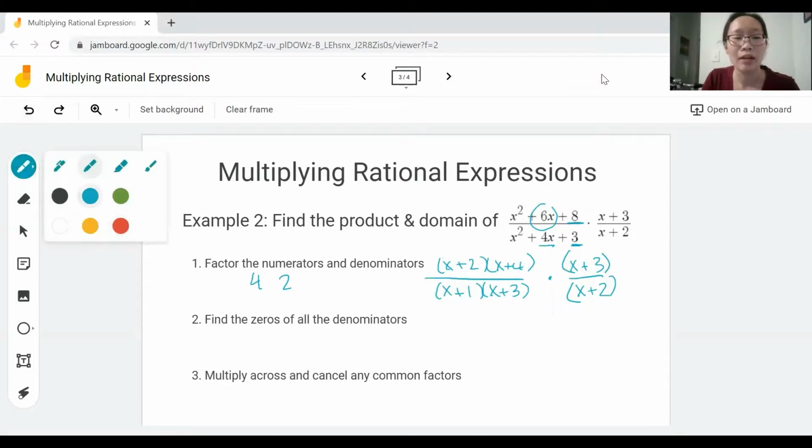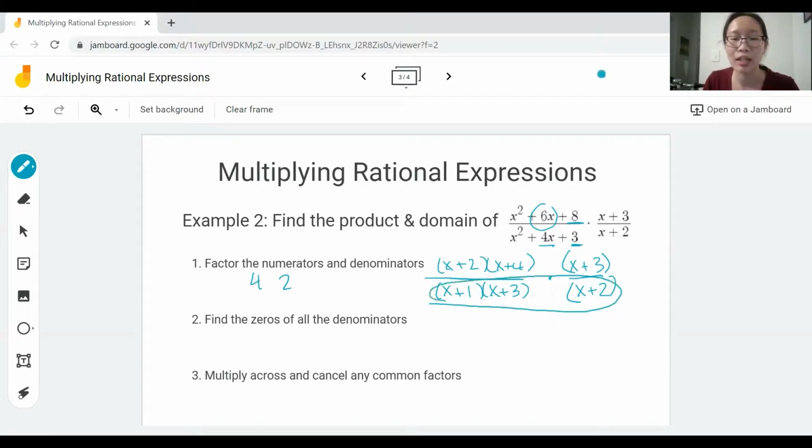Now let's find the zeros of our denominators. So I have 3 factors in my denominator. I'm going to set them all equal to 0. x plus 1 equals 0 gives me x equals negative 1. x plus 3 equals 0 gives me x equals negative 3. x plus 2 equals 0 gives me x equals negative 2.